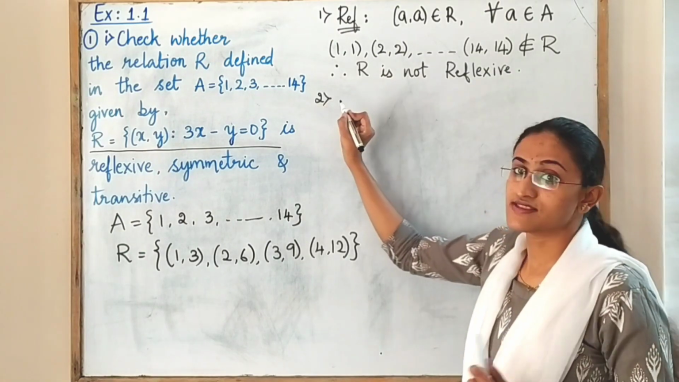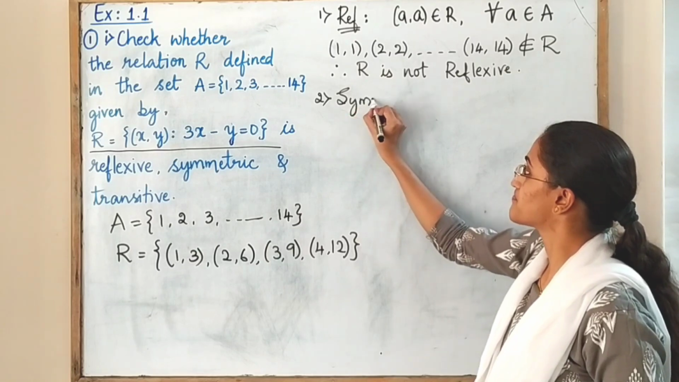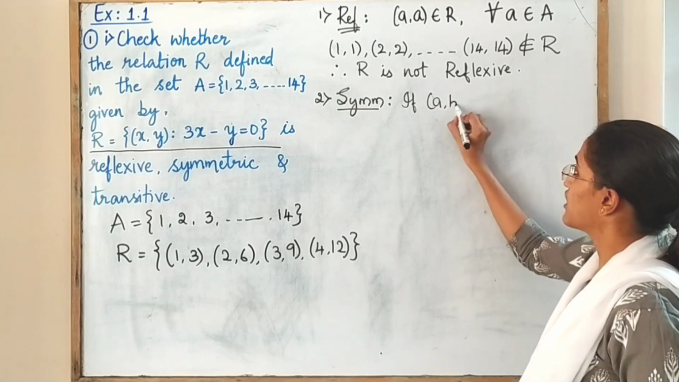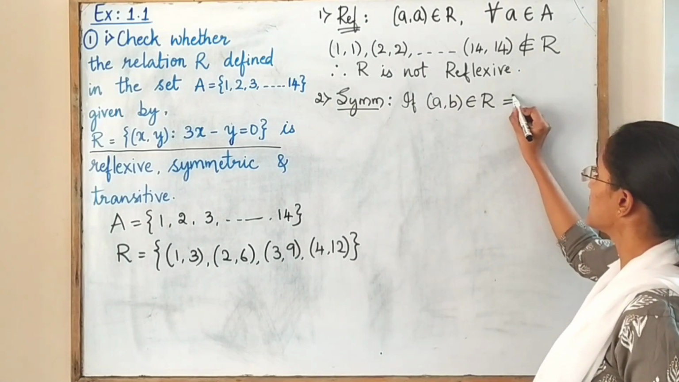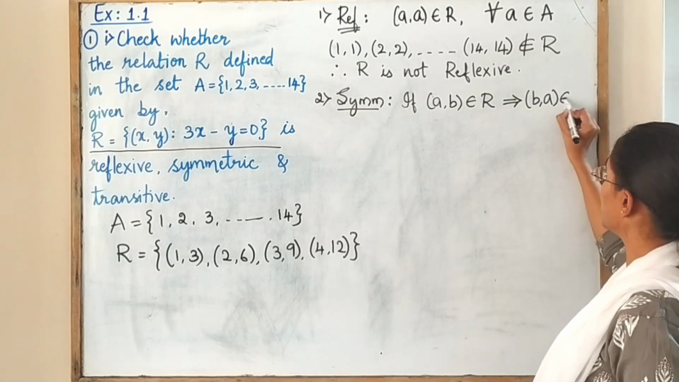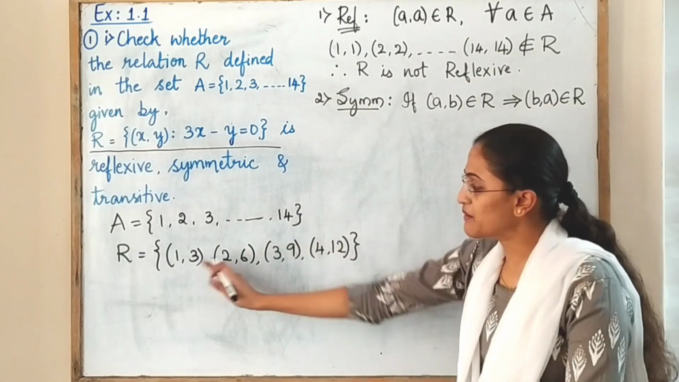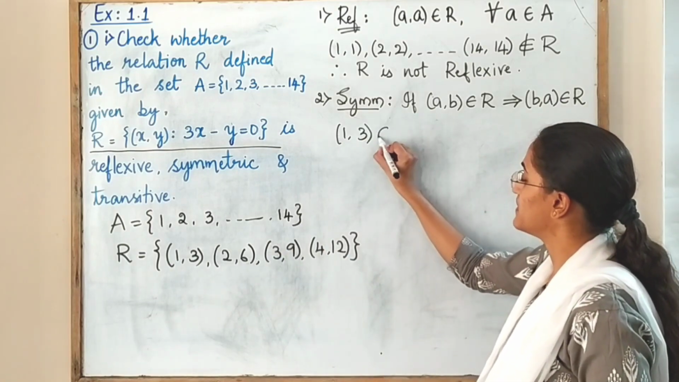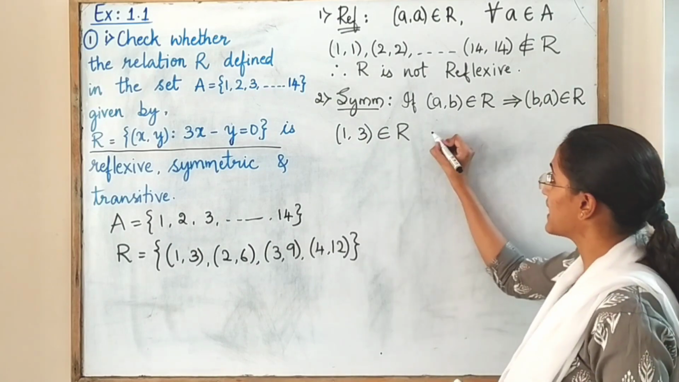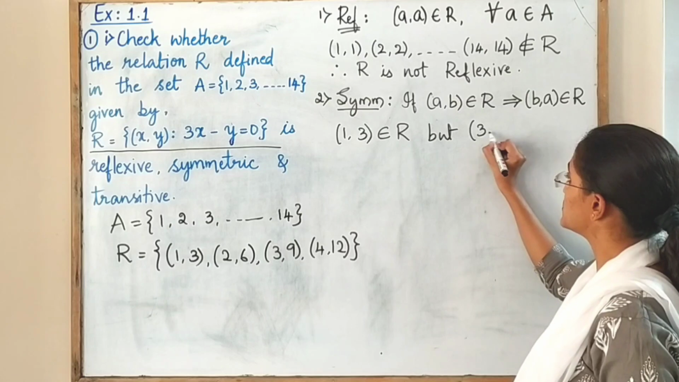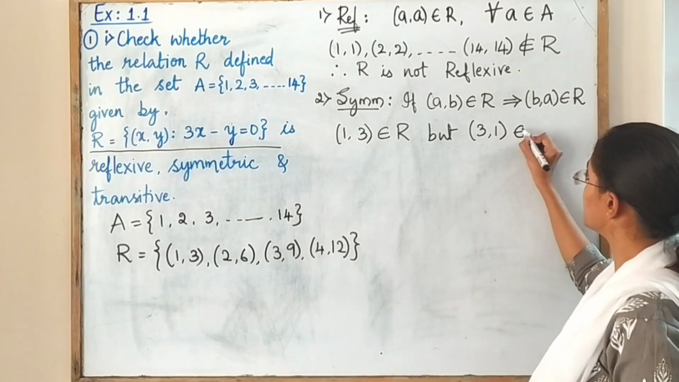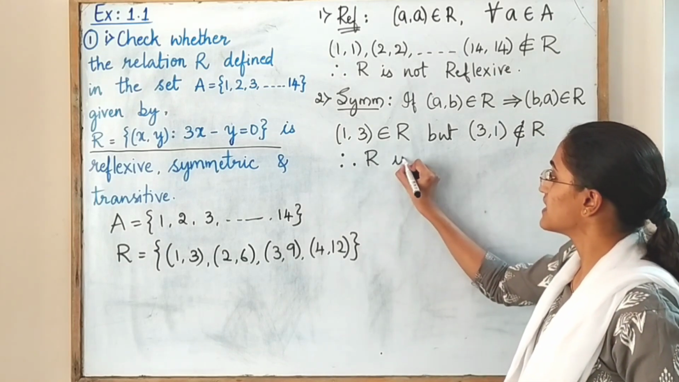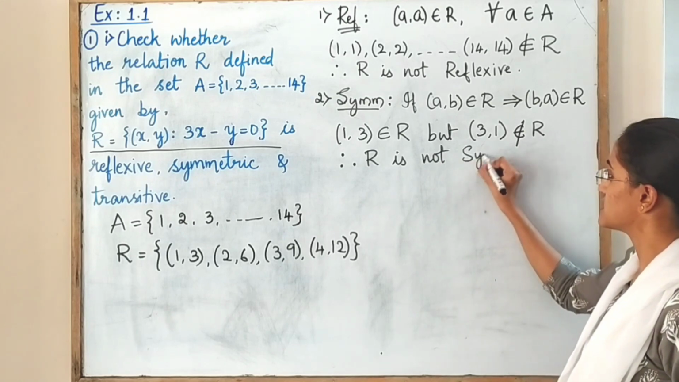Look at the second one, that is the symmetric relation. As per the condition, if an element (a, b) belongs to the relation R, then (b, a) should also be in the relation R. Take some random element out of the relation R. Yes, I'll take (1, 3) that belongs to the relation R, but we cannot find an element (3, 1) which belongs to the relation R, and hence you can again conclude that R is not symmetric.